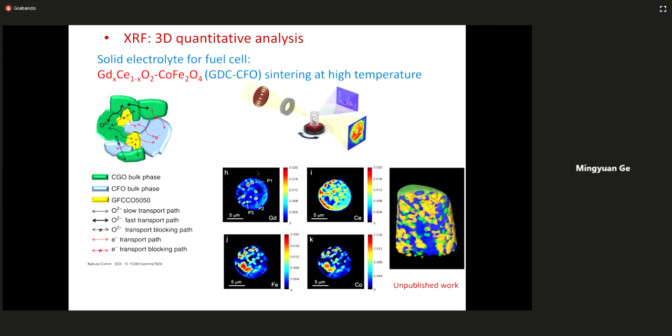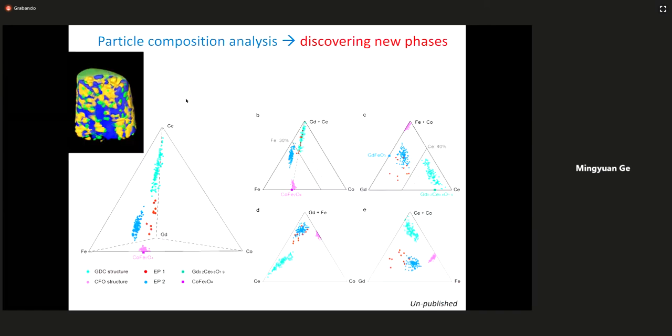Actually, we found that apart from these two raw materials, there are additional two phases formed during the high temperature sintering. That's what we call emergent phase one and emergent phase two. Because all the individual voxels are quantified, we can quantify the grains, the composition of each grain, and look at the element distribution. For each material like this one, there are hundreds of grains, but we can quantify them at the same time, and we get a very good statistical analysis of the composition distribution of each component.